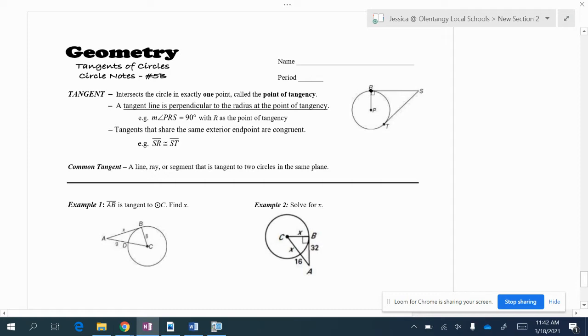A tangent line is perpendicular to the radius. So I have a radius at PR, and that's a tangent line. So that means that this line right here is perpendicular. That's why you can see that 90-degree mark.